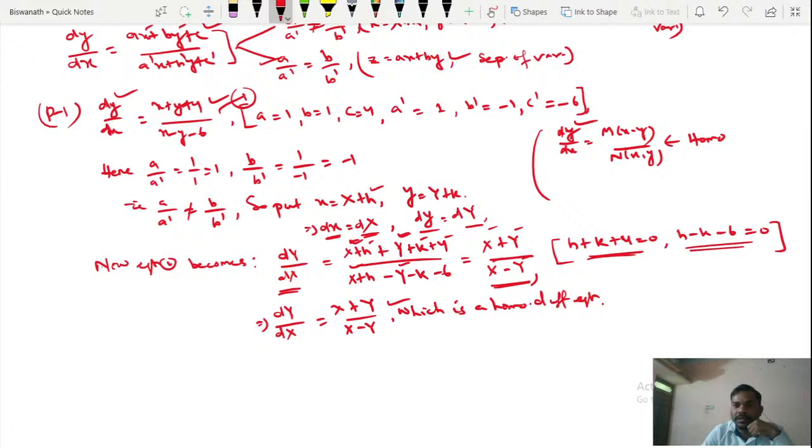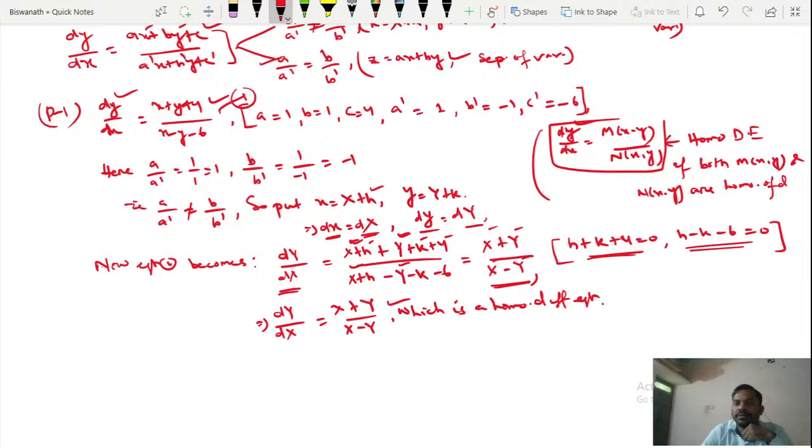Since a derivative is involved here, I will call this a homogeneous differential equation if both M of x,y and N of x,y are homogeneous functions of the same degree.